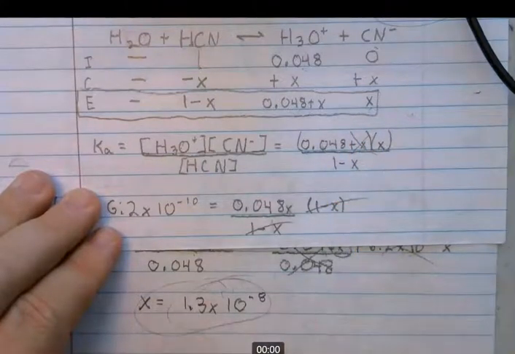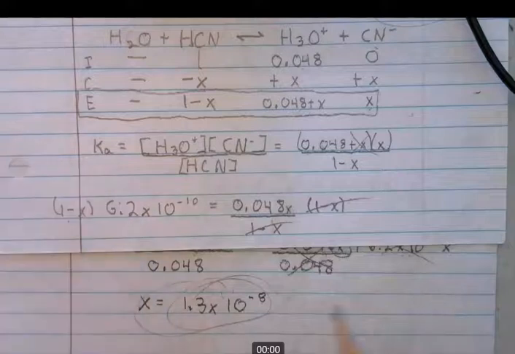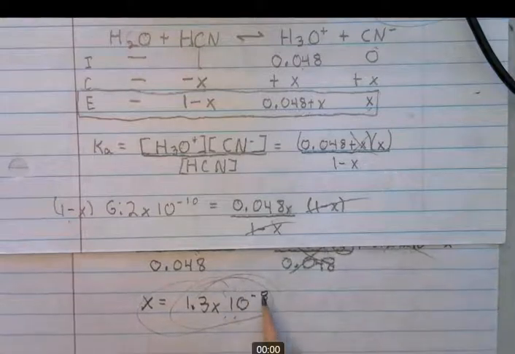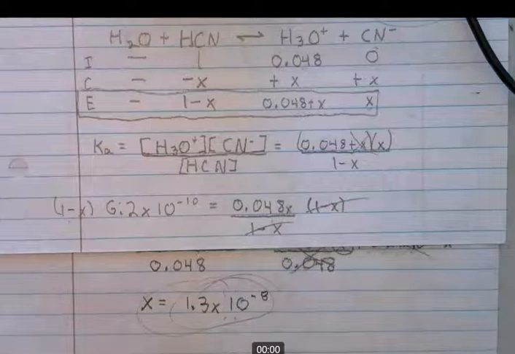So that's it. Now the answer that you'll see on your sheet is 1.4, and that's a rounding issue, okay? But good enough, I'm going to say that's good enough. 1.3 times 10 to the minus 8 is off just by 1/10. It's off by just a tiny bit. That's insignificant, so that's a good answer.